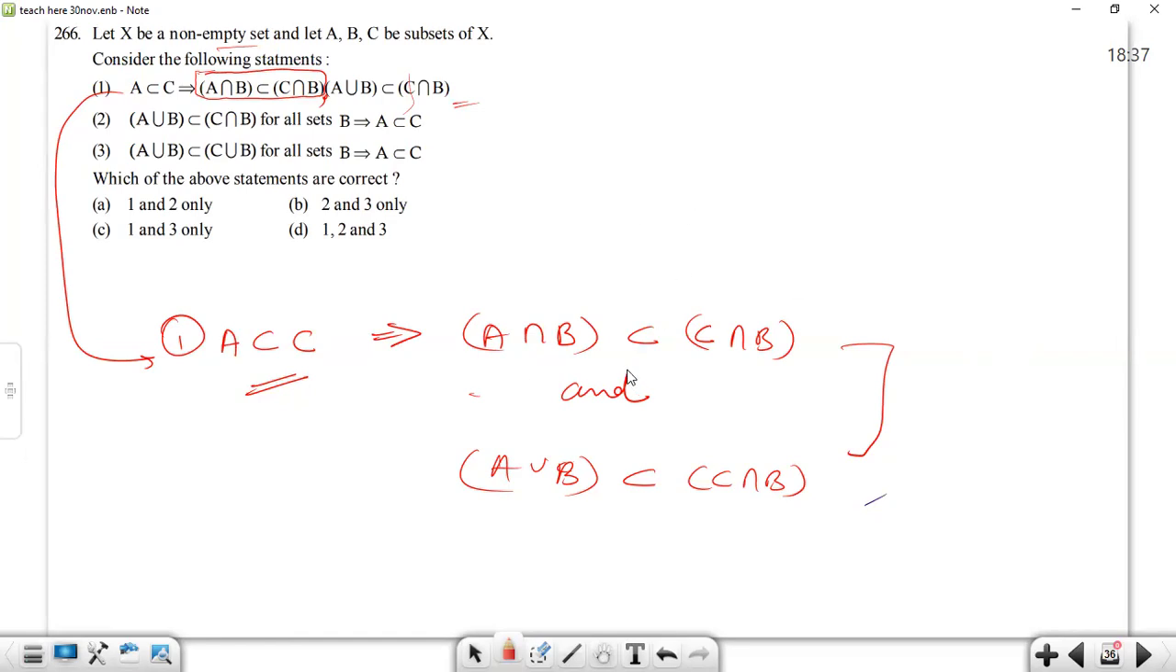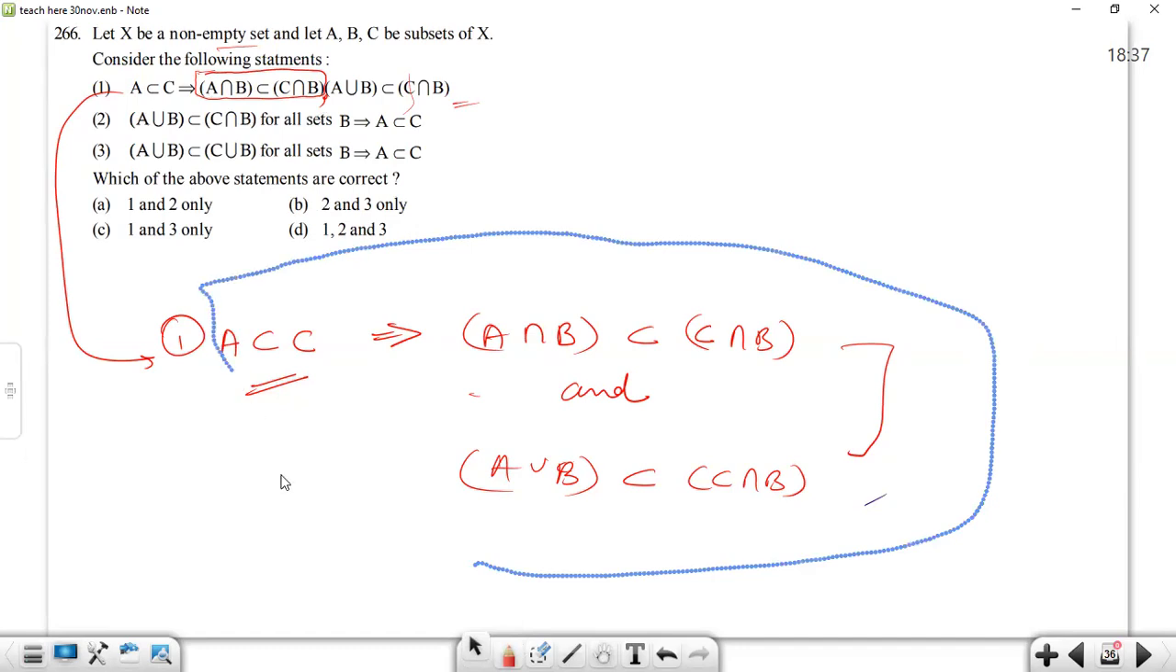So the first statement. This is the kind of question in which, in this particular method, we have to check all these three statements, but they are somewhat similar. So if we solve the first statement, I will be able to give an idea for the others also.